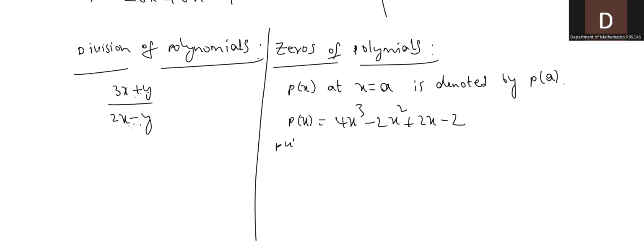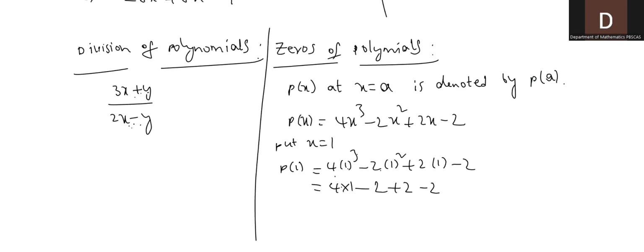4 into 1 cubed, minus 2 into 1 squared, plus 2, minus 2. 1 cubed is 1, so 4 into 1 is 4. 1 squared is 1, so minus 2, plus 2, minus 2. The minus 2 and plus 2 cancel. 4 ones are 4, minus 2, that is equal to 2. So 2 is the value of the given polynomial at x = 1.